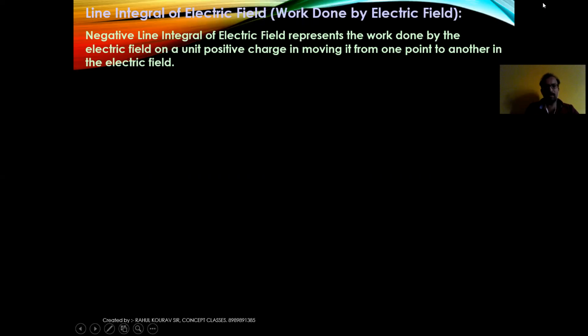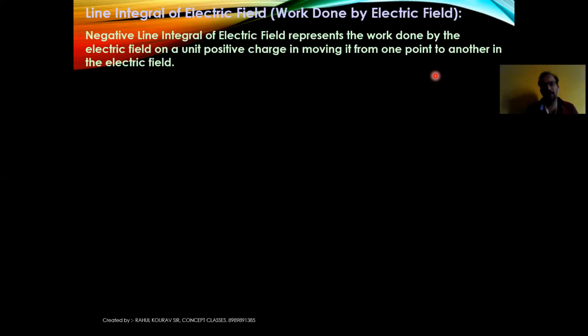So the negative line integral of electric field represents the work done. Just wait a while, let me select the laser pointer. Negative line integral of electric field represents the work done by the electric field on a unit positive charge in moving from one point to another point in the electric field. So this will tell you that you have to put some minimum work so that you can move a unit positive charge from one point to another point. Without giving any work, you cannot move a charge from one point to another point.